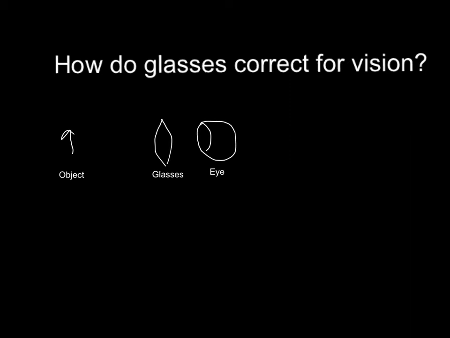How do our glasses correct for vision? That's a very good question. One of the things to remember is this is a two-lens problem. We really have two lenses involved here: the lens in the eye and the lens of the glasses. So there is some important information that we need to know in order to do these problems.